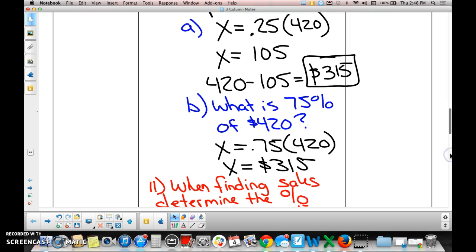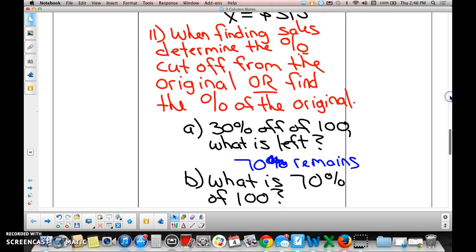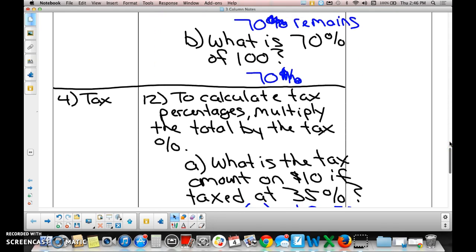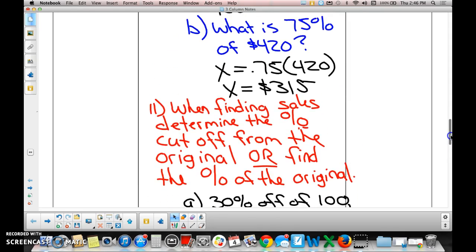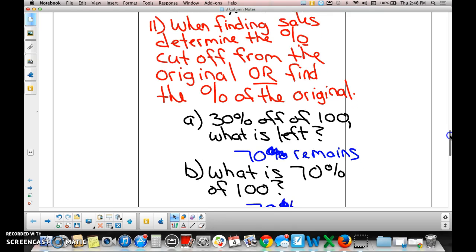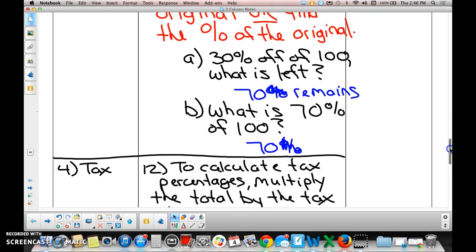Okay, we got a little complicated down here on number 11. Doesn't matter which way you do it. You can find sale price by cutting off, or also by finding the percentage of. If 11 is confusing to you, if you'd rather just stick to letter A here, stick to letter A. If you can do both, wonderful, but I'm only going to ask you to find a final answer. I'm not going to ask you to be able to do it both ways. It's just something to think about going forward.